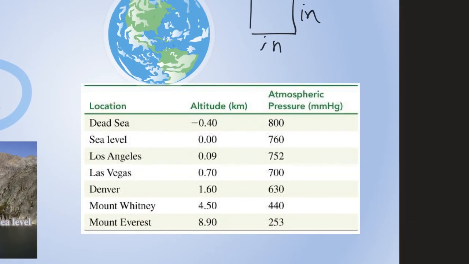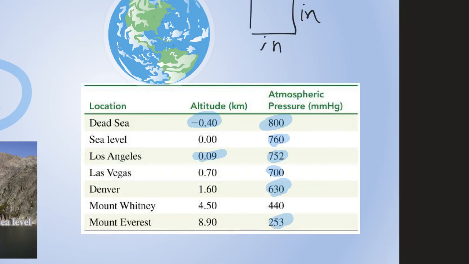Here's some more in this table. The Dead Sea, which has an altitude of negative 0.4 kilometers, that means it's 400 meters below sea level. The average atmospheric pressure is 800, so above 1 atmosphere, because 1 atmosphere is 760. Los Angeles, which is barely above sea level, has an average pressure of 752. Las Vegas, which is a high desert, has an average pressure of 700 millimeters. Denver, which is about a mile high, has an average pressure of 630.